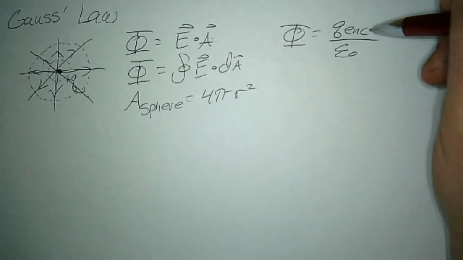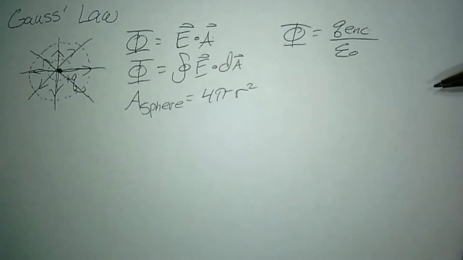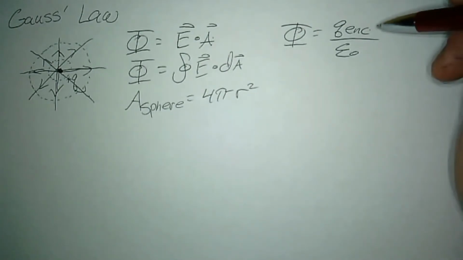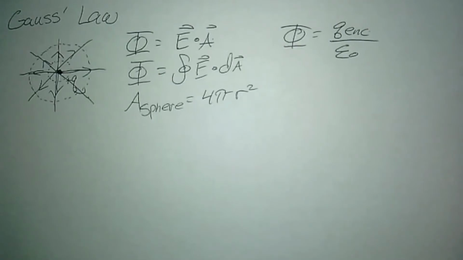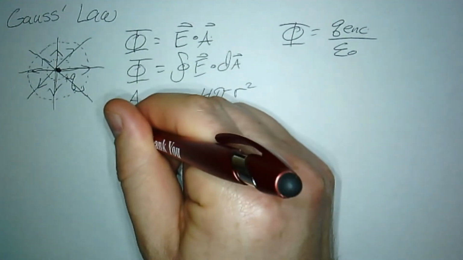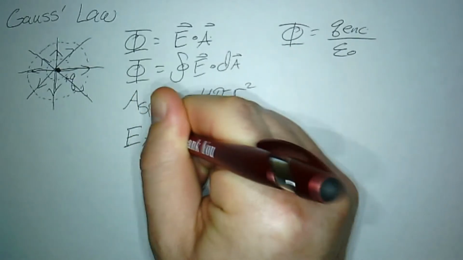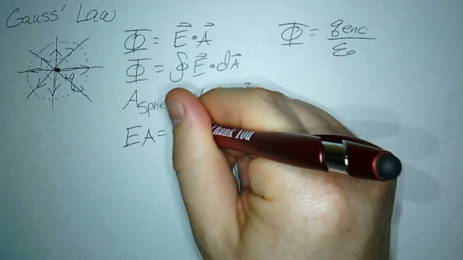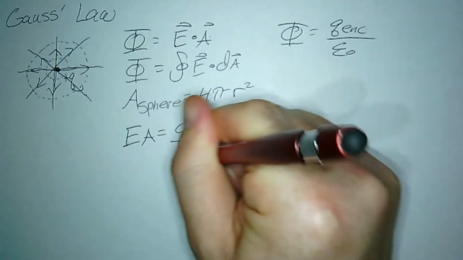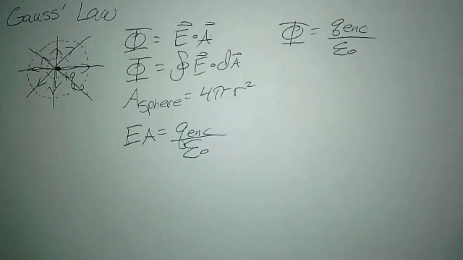So this is the charge enclosed. That's important. It's not just the total charge. If I leave some charge out of my Gaussian surface, then it doesn't count towards this. Okay. So now in the end, what we have is that the electric field times the area is equal to the charge enclosed divided by epsilon naught, right?